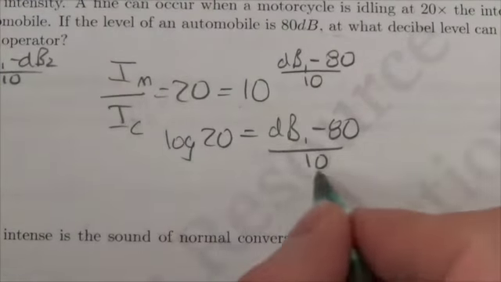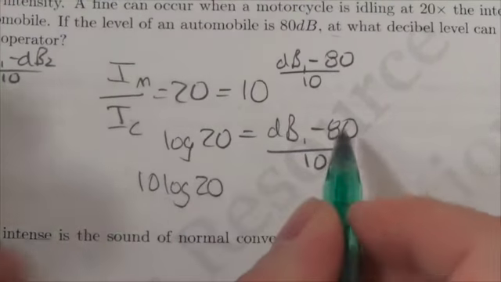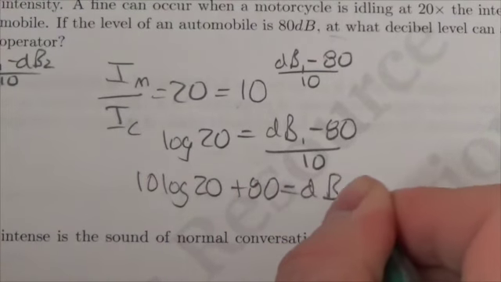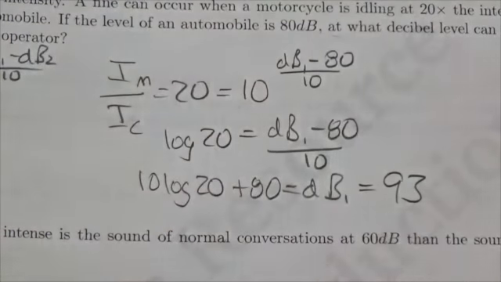So now you'd multiply over by the 10, so 10 log 20, and then you would add the 80 to both sides to get the decibel level of that motorbike, and it turns out that is basically the value 93.